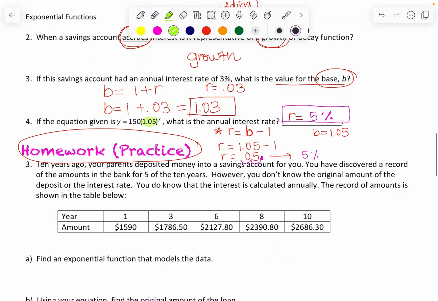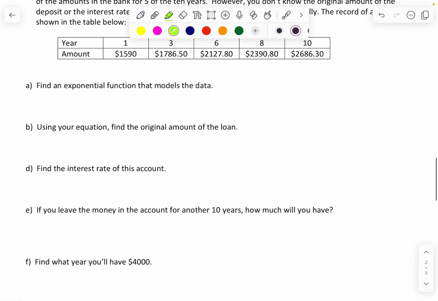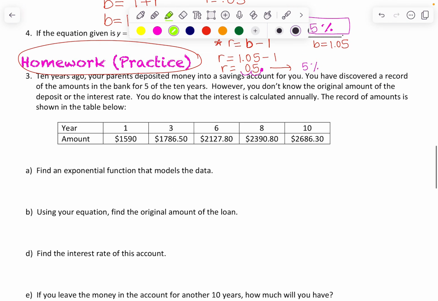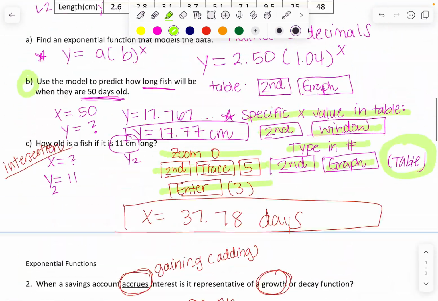Okay, I want you to try number 3. There's part A, B, D, E, F. So there's 5 parts that you're doing here. Let me know when you're done and I'll check your homework, all right? Good luck.